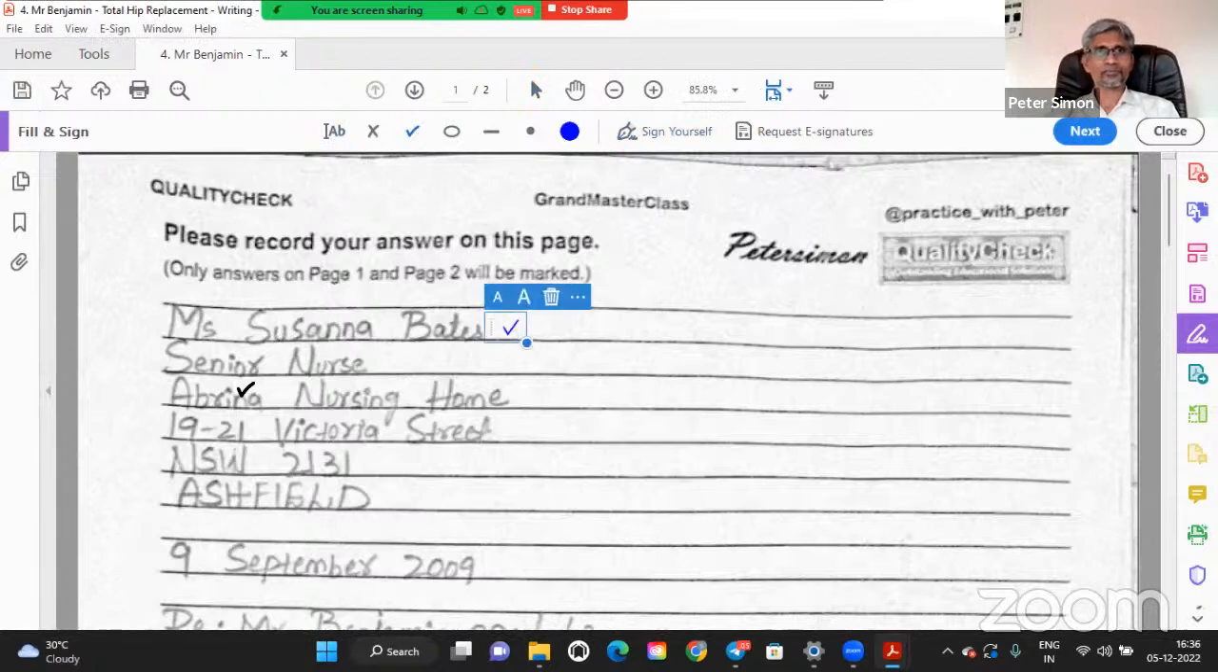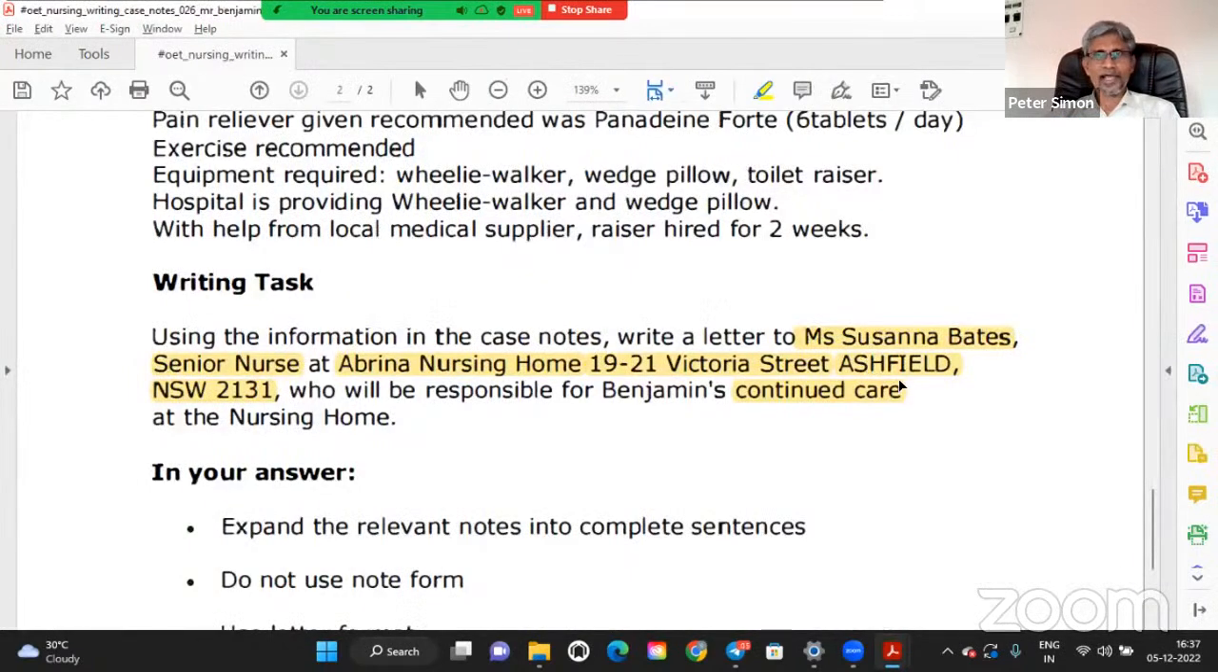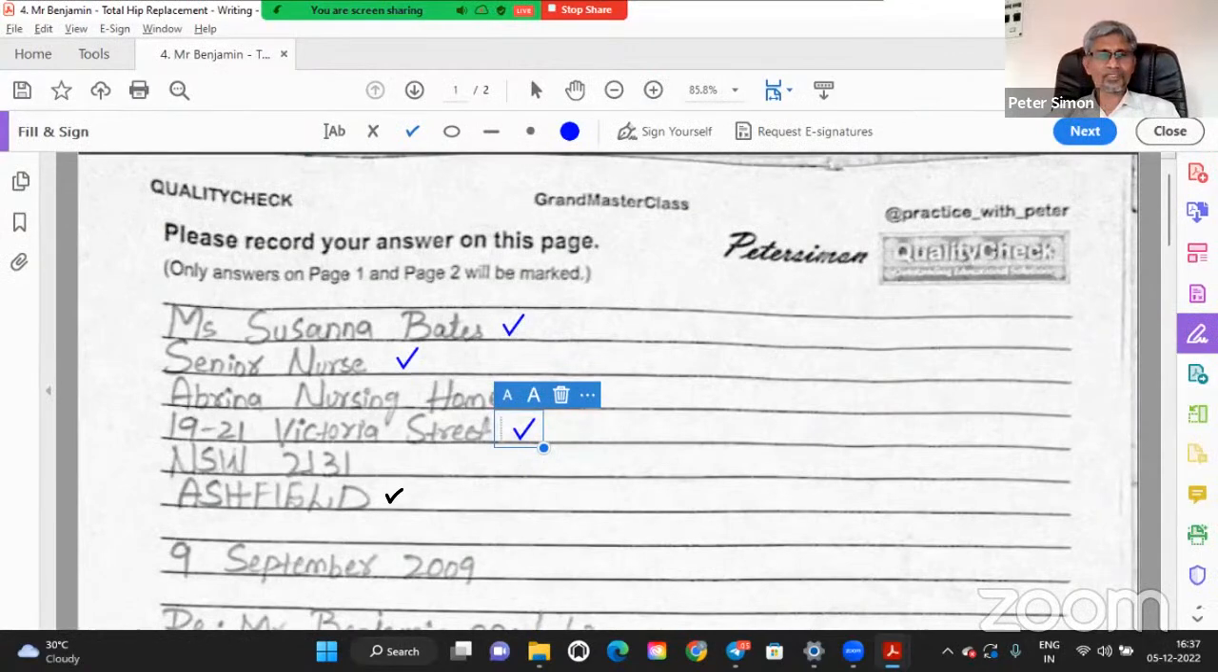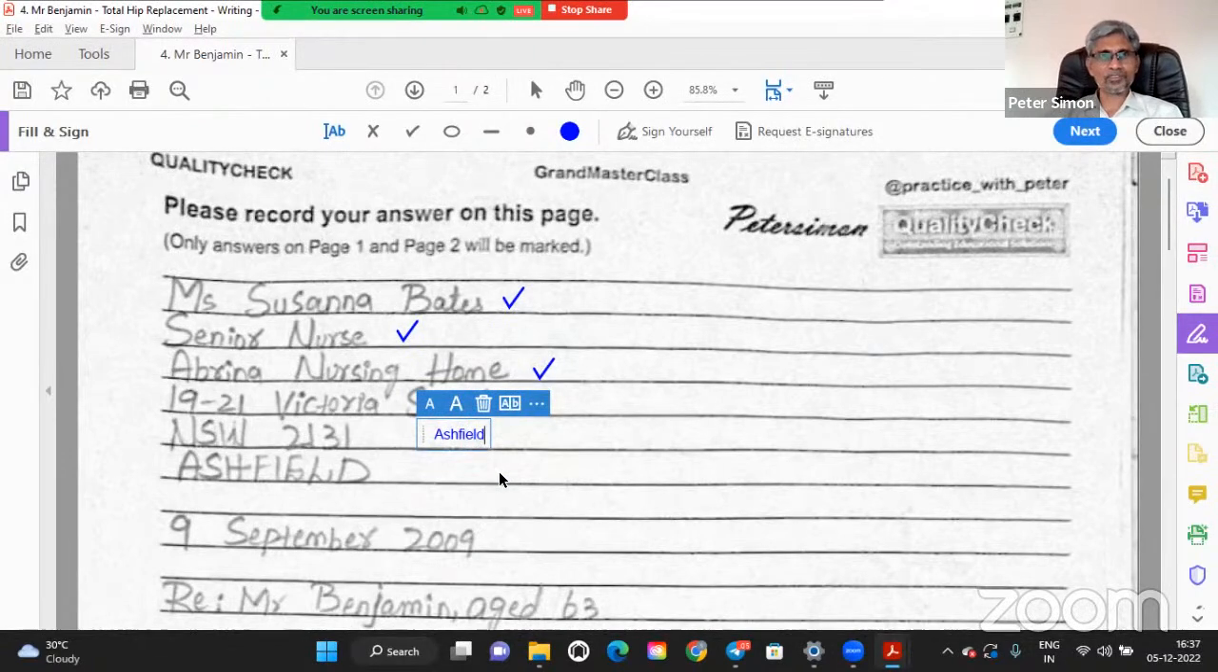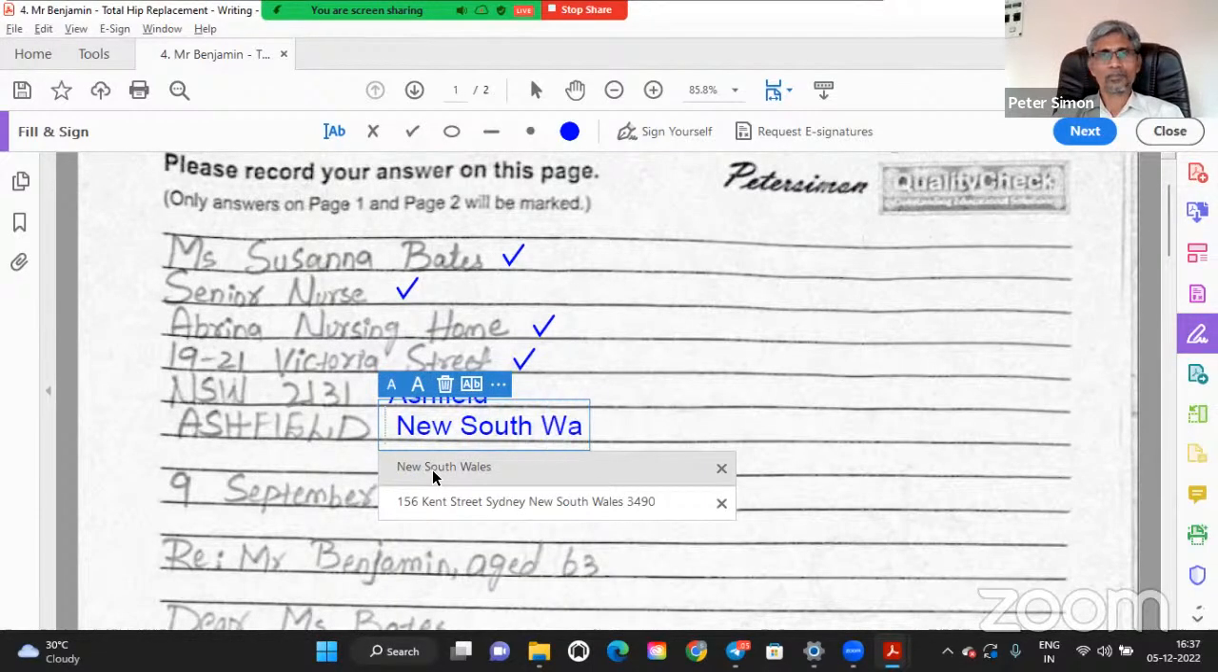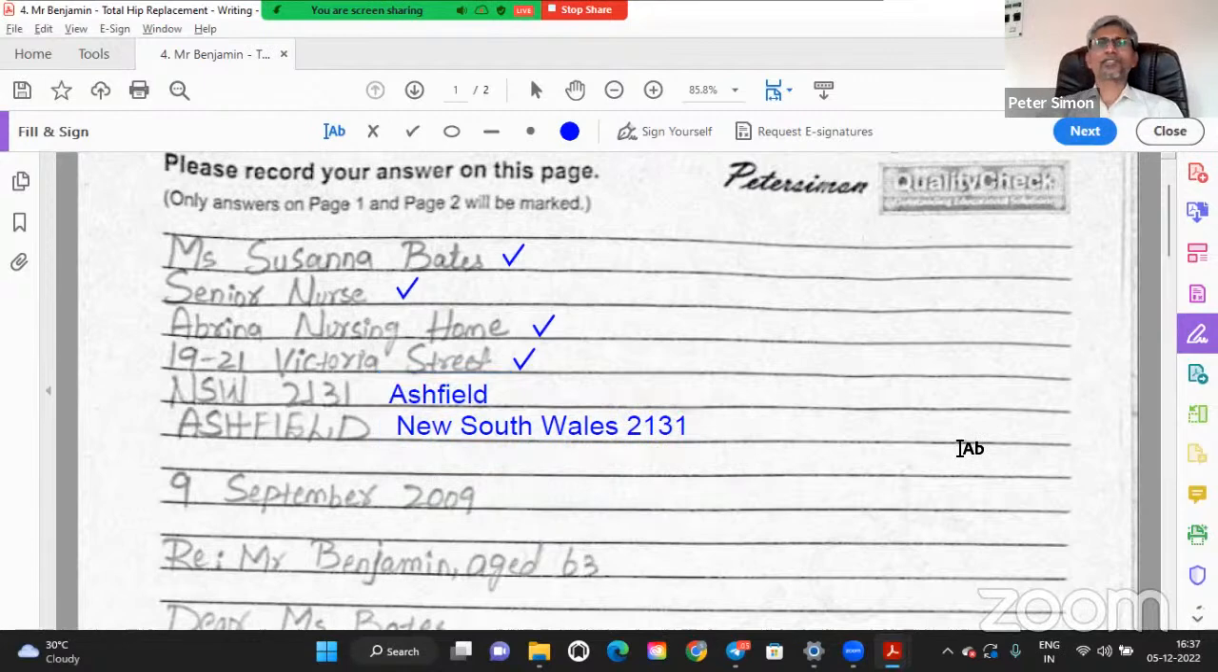Miss Susanna Bates, senior nurse, Abrina Nursing Home, 19-21 Victoria Street, New South Wales. Ashfield will come first. Okay, so this will come first. Ashfield comes first. Next is New South Wales. NSW means New South Wales. It is 2131. That's it. You have to write this like this order.